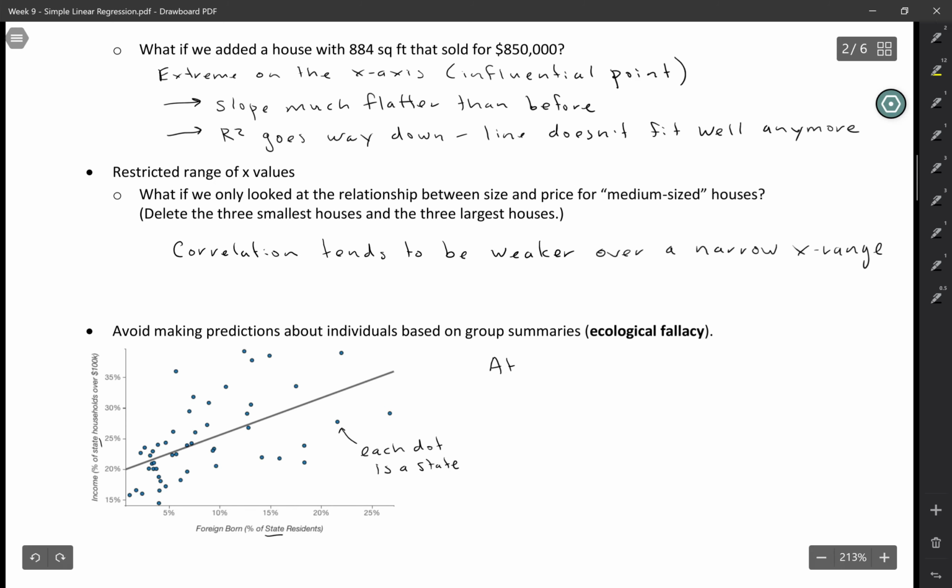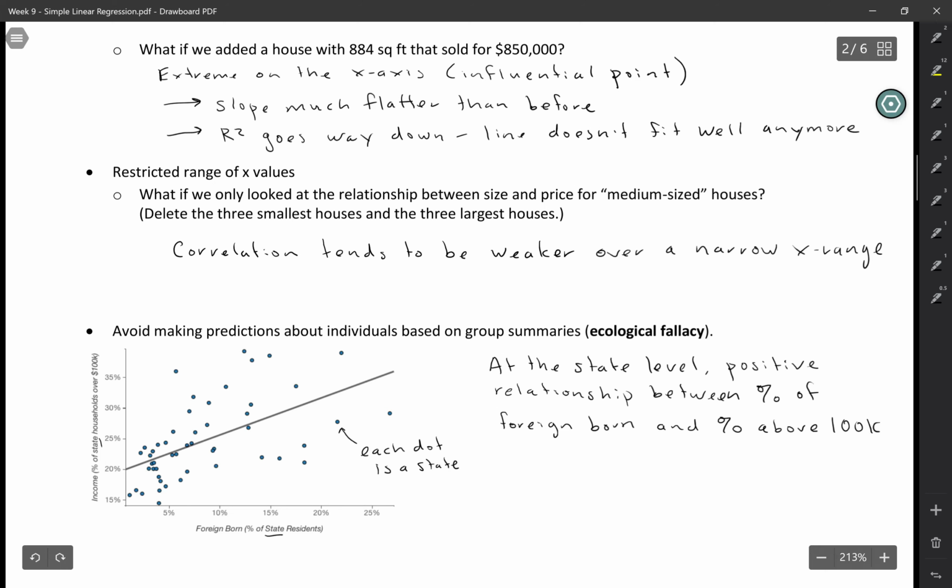So what we can say is that at the state level, there does seem to be a positive association, a positive relationship between the percentage of foreign-born residents, that's our explanatory variable, and the percentage of residents that make more than $100,000. So all this is saying is that states that have a lot of immigrants who live there tend to also be states where a lot of rich people live. But that doesn't necessarily imply that the immigrants who live in the states are the ones making over $100,000.